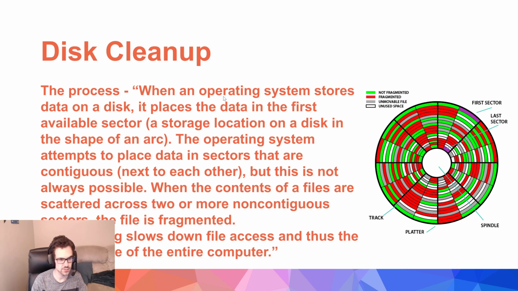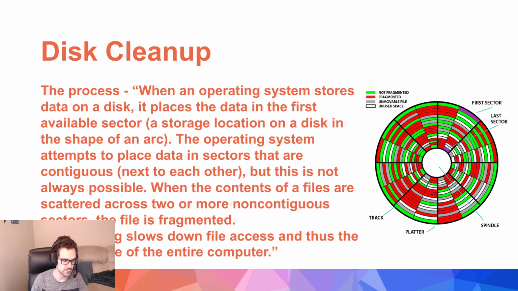The process, if you organize it: when the operating system stores data on a disk, it places the data in the first available sector, a storage location on the disk, the shape of an arc. The operating system attempts to place the data in sectors that are contiguous next to each other, but this is not always possible. When the contents of the files are scattered across two or more non-contiguous sectors, the file is fragmented. Fragmenting slows down accessing the file, and thus the performance of the entire computer.